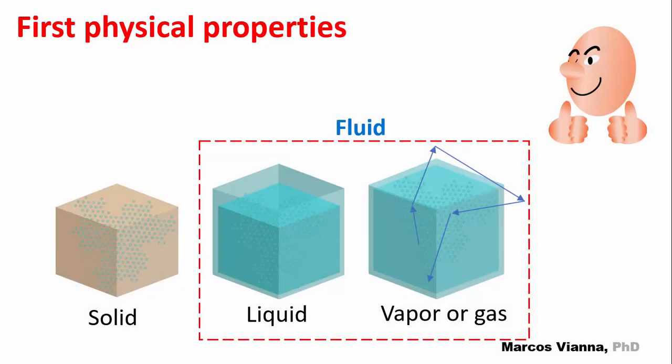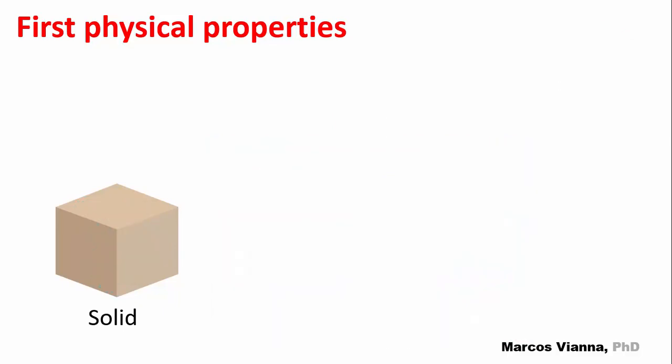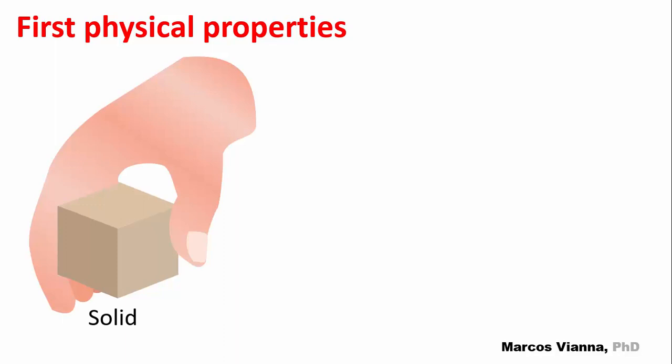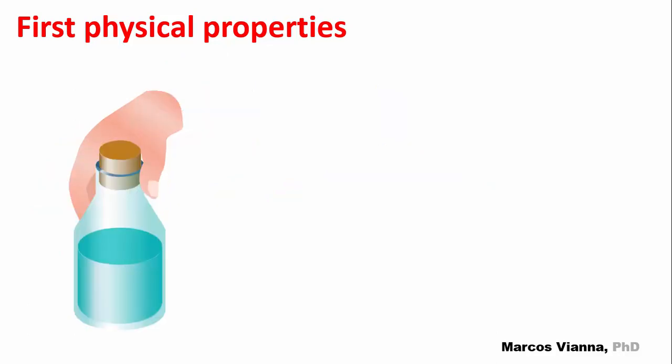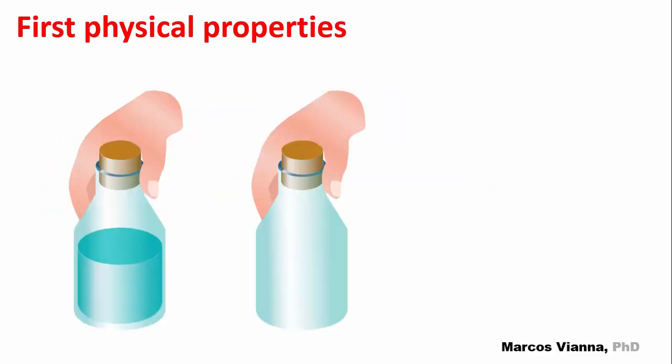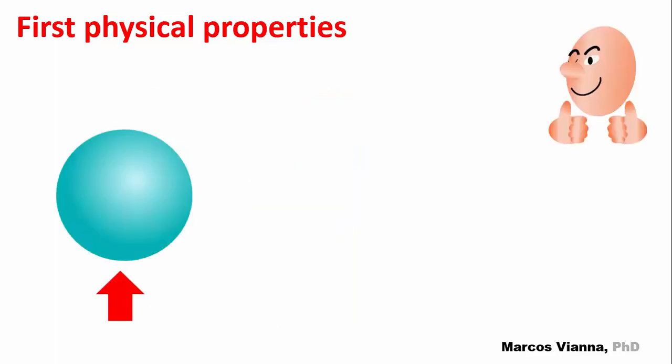As we've seen in a previous video, solids and fluids are very different. A solid keeps its shape, so it's possible to take a piece of a solid and do whatever you want with it, such as applying forces. We can't do that to a liquid or a gas. They must be contained in vessels. So it's very important to know their physical properties, especially those related to their volume and surface.